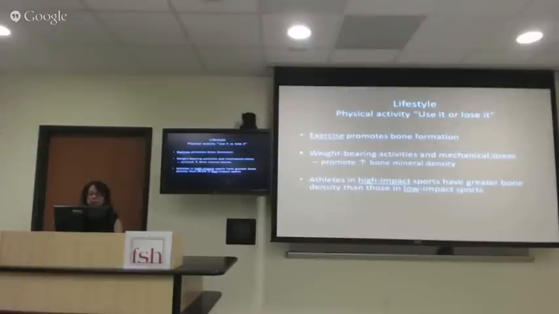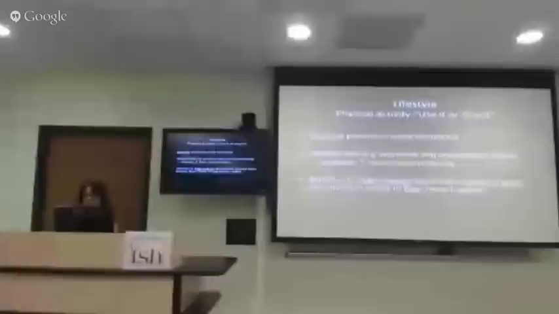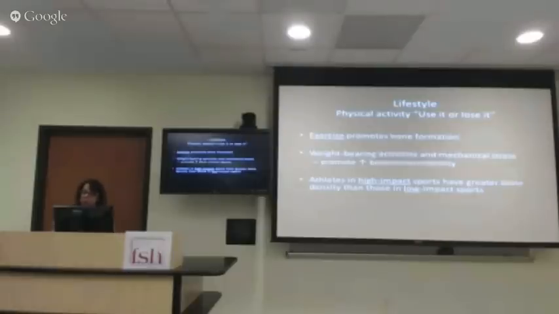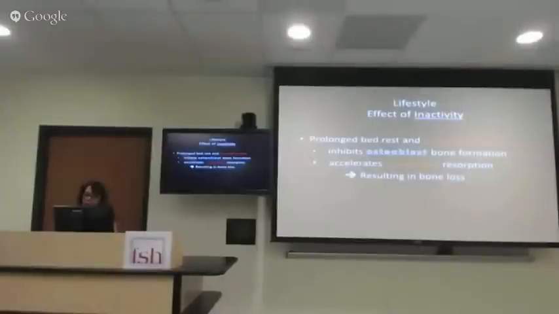Exercise is actually fabulous for the bones. It promotes bone formation. Weight-bearing activities and mechanical stress, just moving the bones around, promote increased bone mineral density. High impact is better than low impact, but any exercise is better than none, because truly, use it or lose it. Inactivity, such as prolonged bed rest or being immobilized, causes severe bone loss, and that's because with immobilization, the osteoblasts, the cells that make bone, are inhibited, and it accelerates the osteoclast resorption.